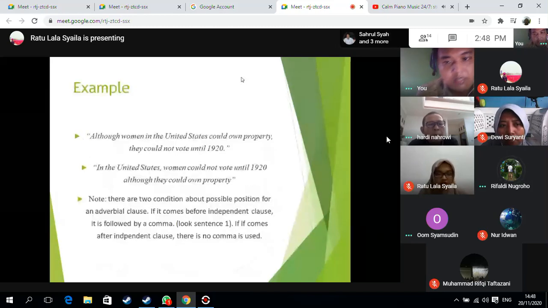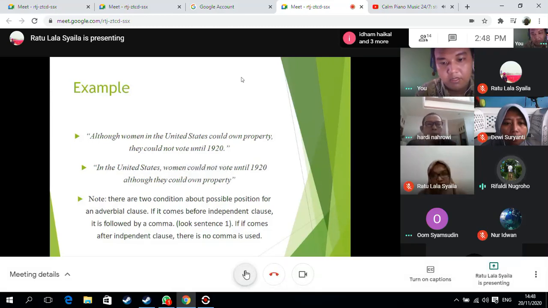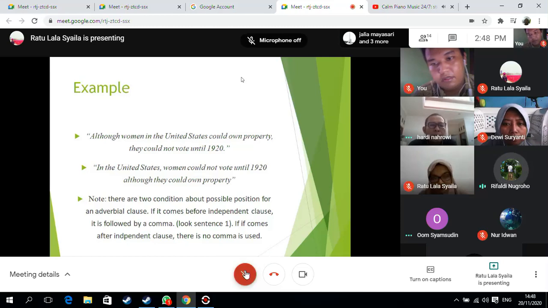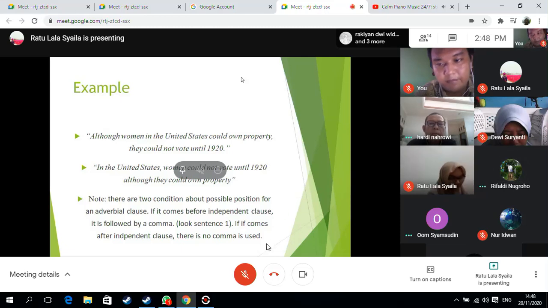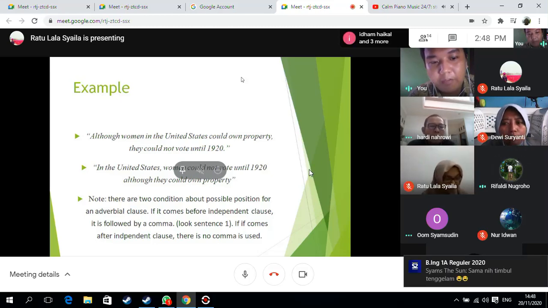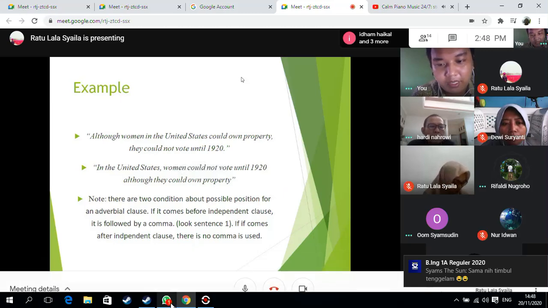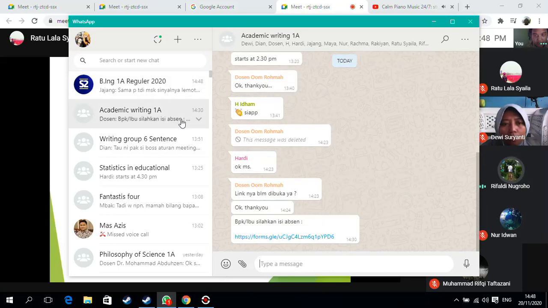For example, although women in the United States could own property, there is a comma, they could not vote until 1920. And the sentence can also be: In the United States, comma, women could not vote, although they could own property. There's a note in this sentence.